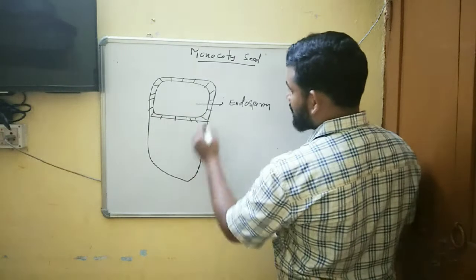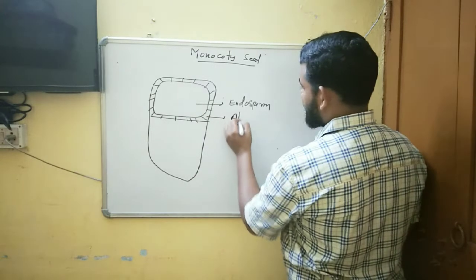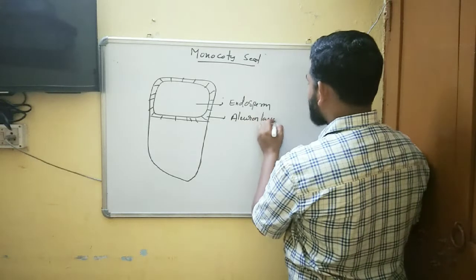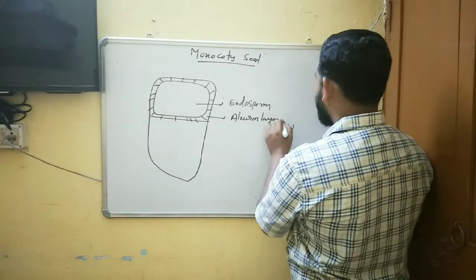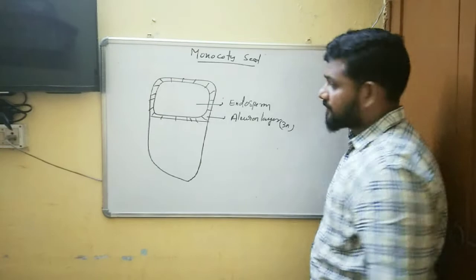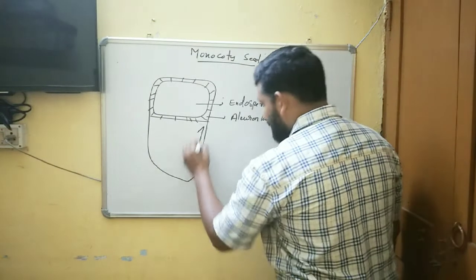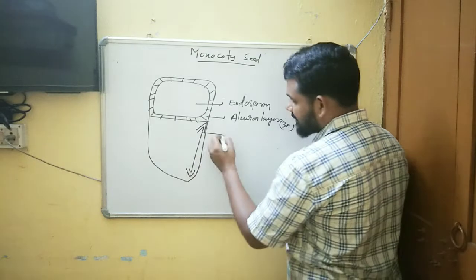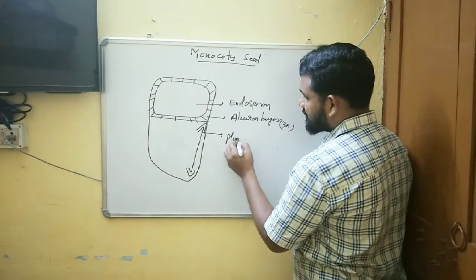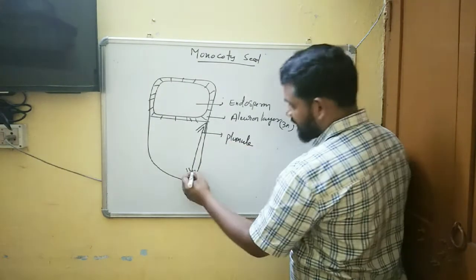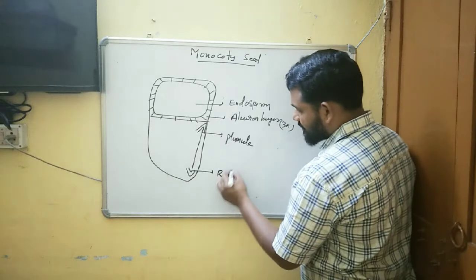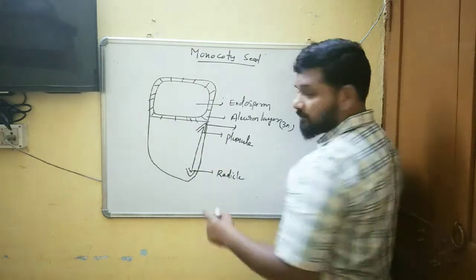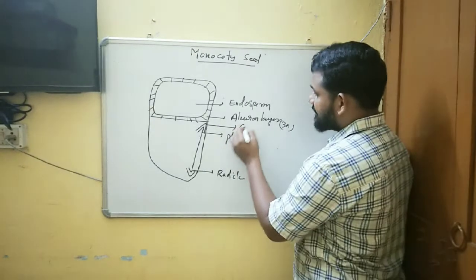Both endosperm and embryo are separated by a protein-rich layer, and this protein-rich layer is called the aleurone layer, and it has 3 sets of chromosomes. This is the axis of the embryo, and the axis of the embryo has the scutellum. This is the upper region, called the plumule, and this is the lower region, the radicle. Here the plumule and radicle are both protected by undifferentiated sheaths.